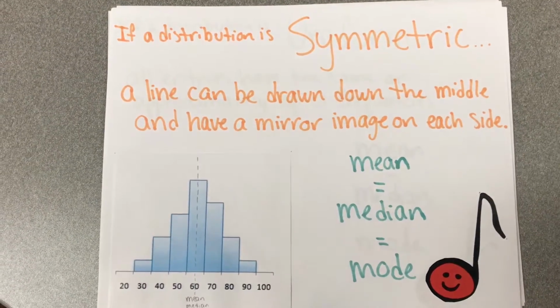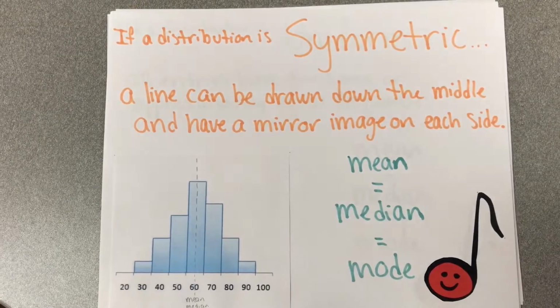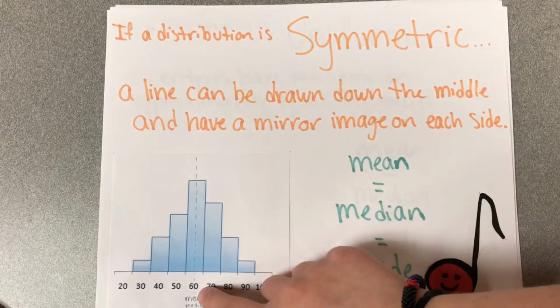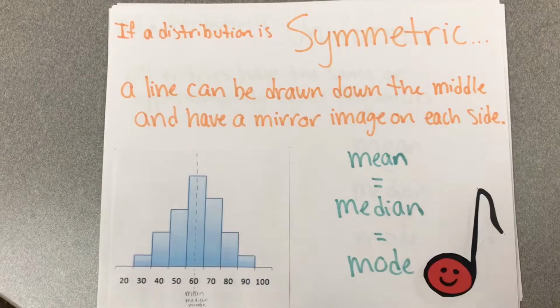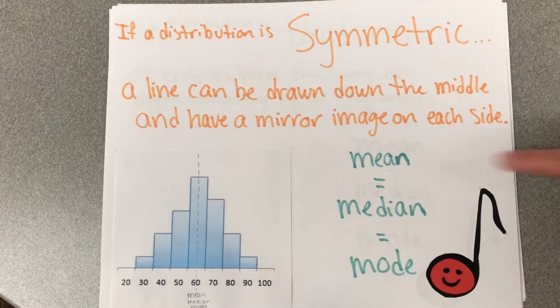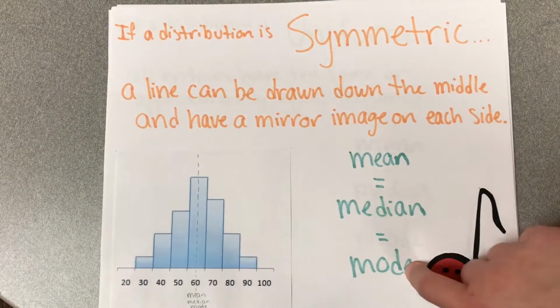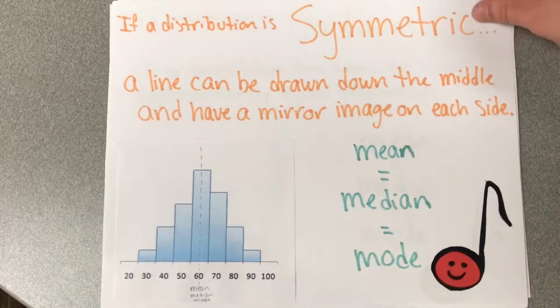The first is symmetric. If a distribution is symmetric, a line can be drawn down the middle and have a mirror image on either side. In the symmetric distribution, the mean equals the median equals the mode, seen here.